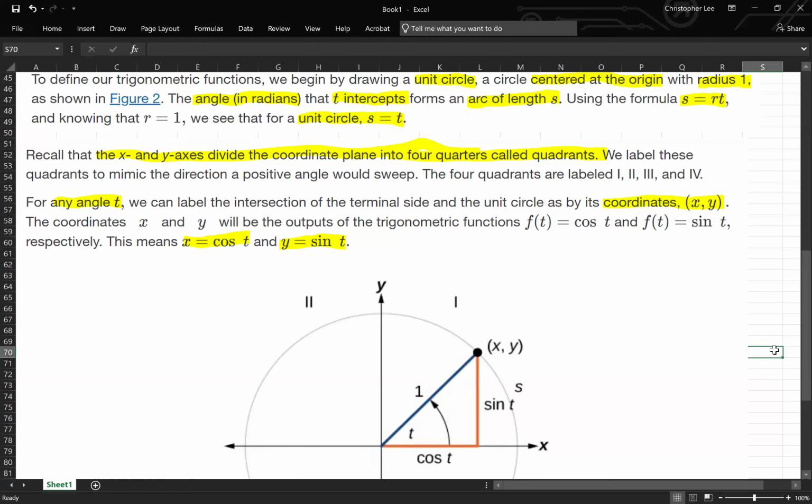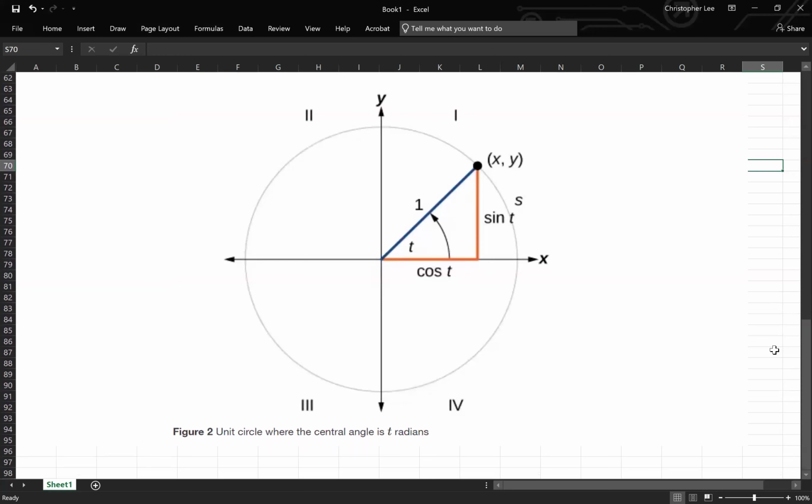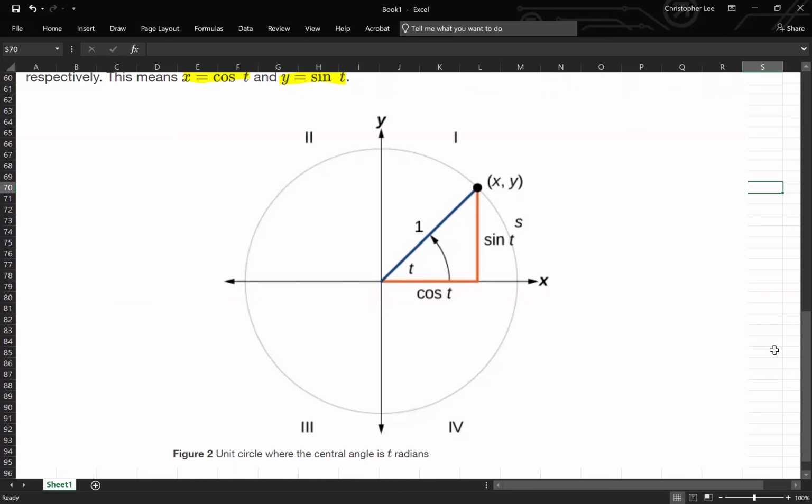So for any angle t, we can label the intersection of the terminal side and the unit circle by its coordinates x, y. So the coordinates x and y will be the outputs of the trigonometric functions f of t equals cosine t, and f of t equals sine t, respectively. This means that x equals cosine t and y equals sine t. And here's our figure to illustrate that. This is the unit circle where the center angle is t radians. This is the center angle right here, t radians.